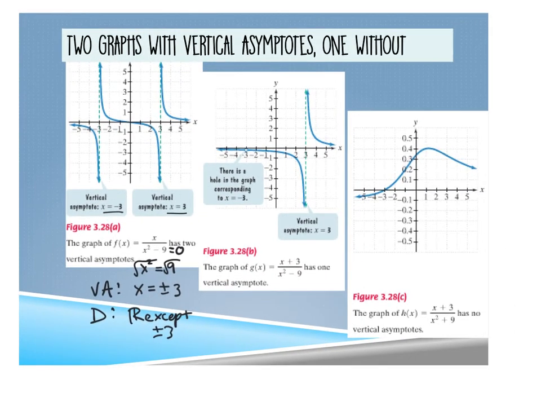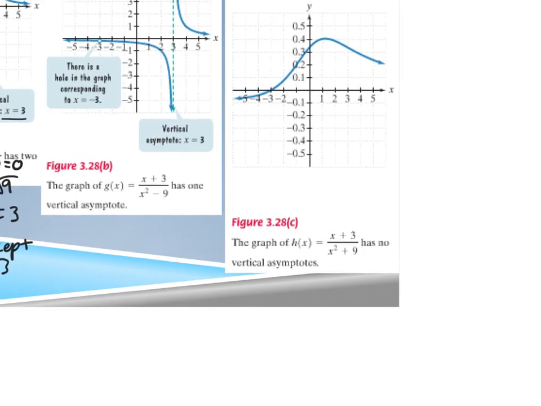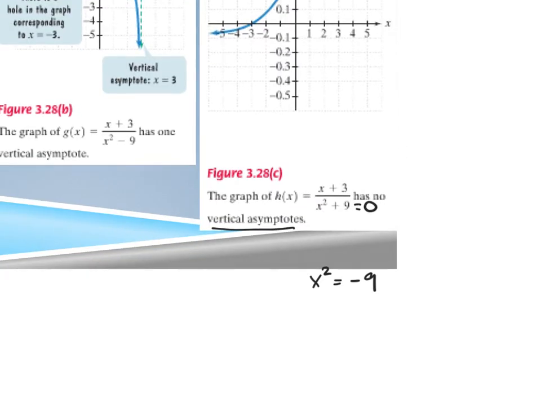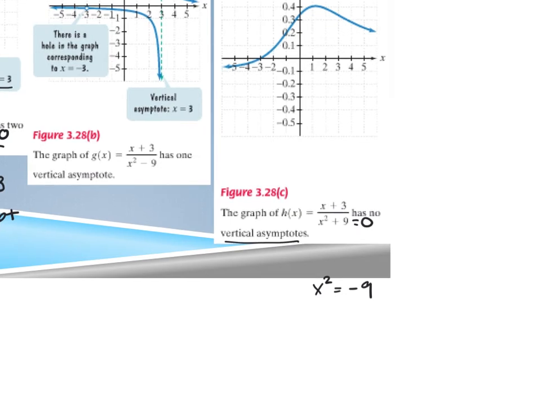All right, we're going to skip the second one for now. But looking at the third one, figure C, what do we do to find the vertical asymptote? Set the denominator equal to 0. If we solve for x here, we get x squared is equal to -9. What type of number are we getting here? We're getting an imaginary number. We're not dealing with imaginary numbers for our rational graphs, so if we get an imaginary number, we do not have a vertical asymptote. So there is no vertical asymptote here.